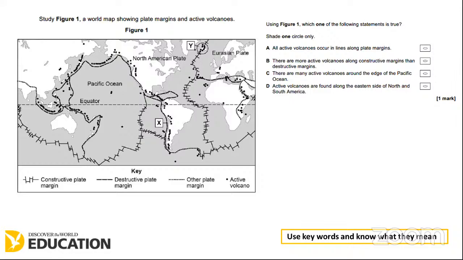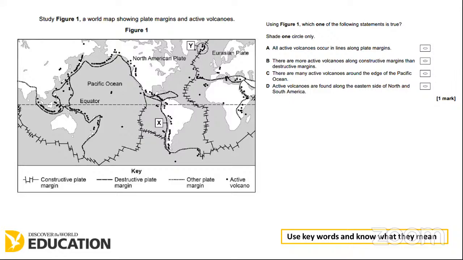B says there are more active volcanoes along constructive margins than destructive margins. Well, I don't actually think that's the case. I think they're equal, aren't they? We've already decided by looking at our information from before that we do get volcanoes along constructive and destructive plate margins. Okay, there are many active volcanoes around the edge of the Pacific Ocean. Well, we know that is actually true, so we're going to keep that one in the back of our mind.